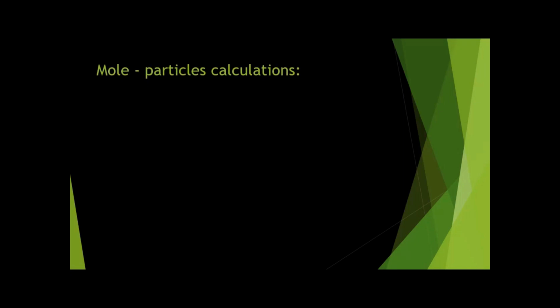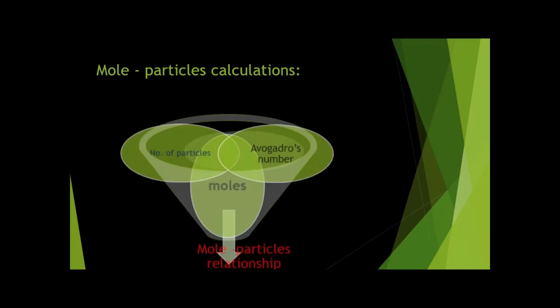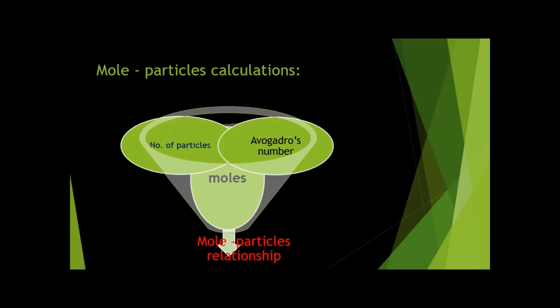In mole particles calculations, whenever mole is given, we have to find the number of particles of a substance, and whenever the number of particles of a substance is given, we have to find the mole. And this relation is known as the mole particles relation. In this triangle, you can see Avogadro's number, moles and number of particles. Students, number of particles means number of atoms, number of ions and number of molecules.